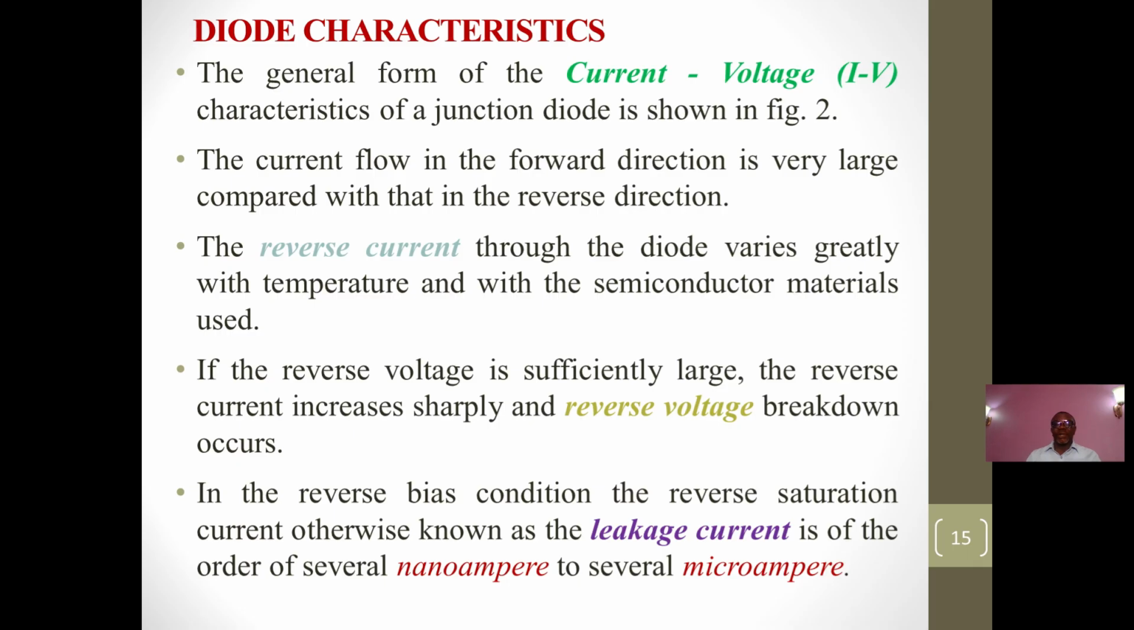The current flow in the forward direction is very large compared with that in the reverse direction. The reverse current through the diode varies greatly with temperature and with the semiconductor materials used. If the reverse voltage is sufficiently large, the reverse current increases sharply and reverse voltage breakdown occurs. In the reverse bias condition, the reverse saturation current, otherwise known as the leakage current, is of the order of several nanoamps to several microamps.